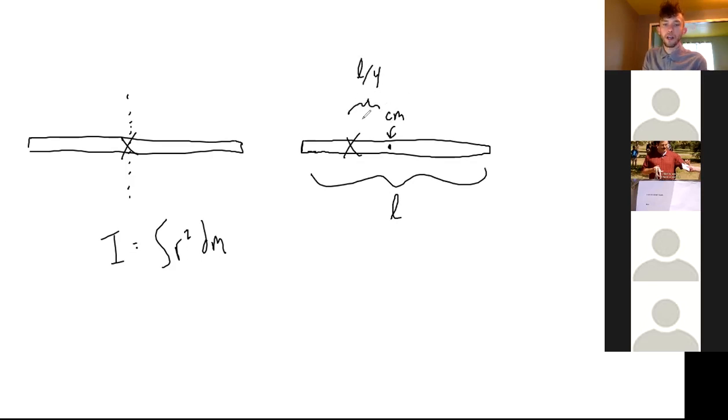Anyone know an equation or an idea that can help me find this new I value once I've shifted the axis of rotation over to the left now? This is my axis of rotation right here.